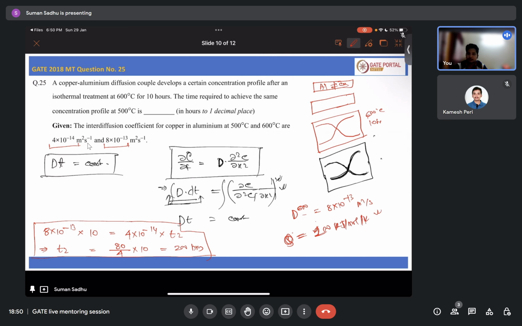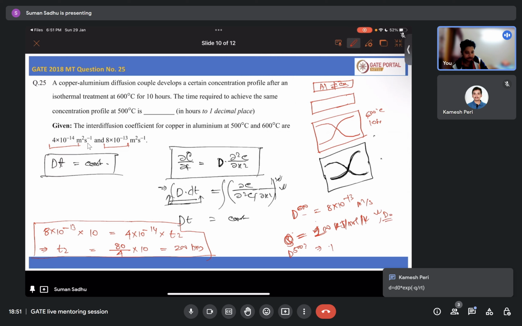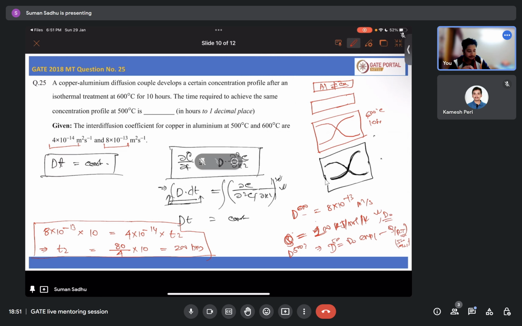Now if the Q value is given, how will you calculate the D at 500? Similarly, Q and D naught may be given. If Q and D naught values are given, then using the Arrhenius equation, D is equal to D naught into exponential of minus Q by RT. This way you can calculate the D at 500, putting the temperature as 500 plus 273. Don't forget to convert it into the unit of Kelvin. Then you will get the D value at 500, and then you can calculate using the same methods.